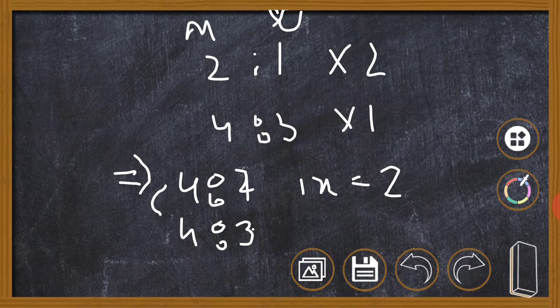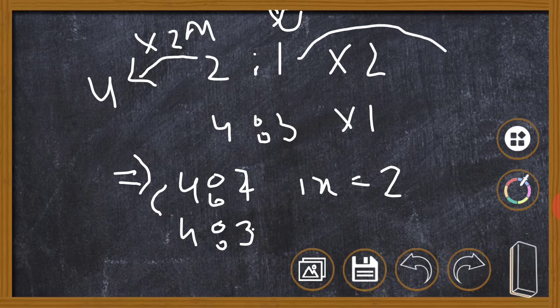Since we got the value of x, now we can find out the initial quantity of milk. The initial quantity of milk will be 2 into 2, which is equal to 4, and the initial quantity of water will be 1 into 2, which is equal to 2. So this is your answer.